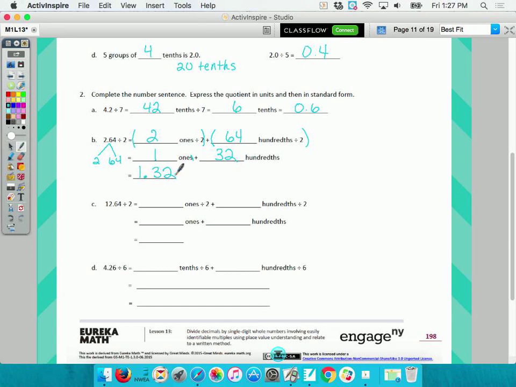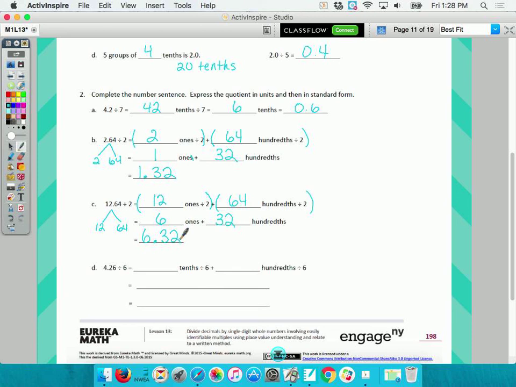So let's take a look at the next one. It's still saying pull out the ones. So how many ones do I have? 12. So we'll divide this into 2 groups, 12 ones and 64 hundredths. So 12 ones divided by 2 and 64 hundredths divided by 2. 6. Okay, so 12 divided by 2 is 6. 6 ones. 64 divided by 2 is 32. So we have 6 ones and 32 hundredths.